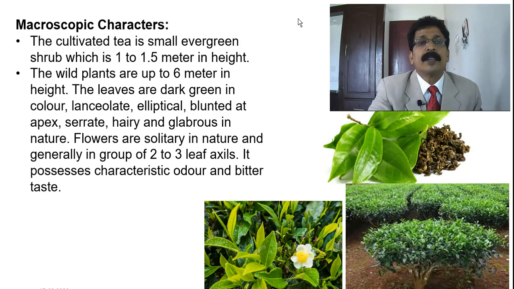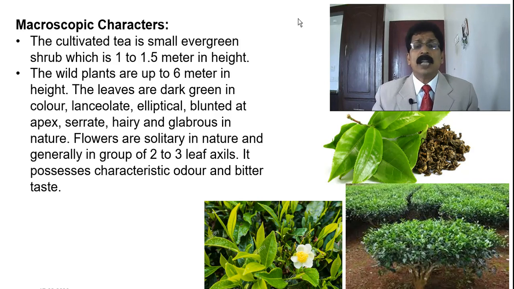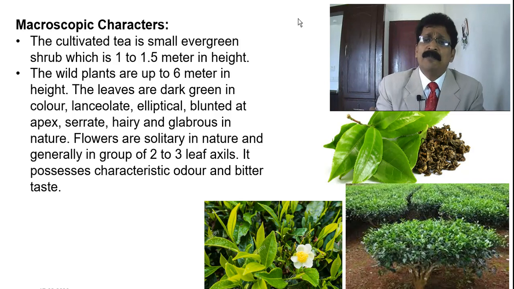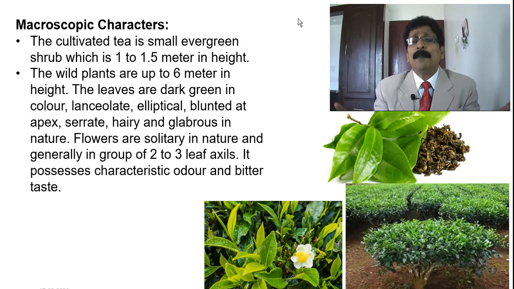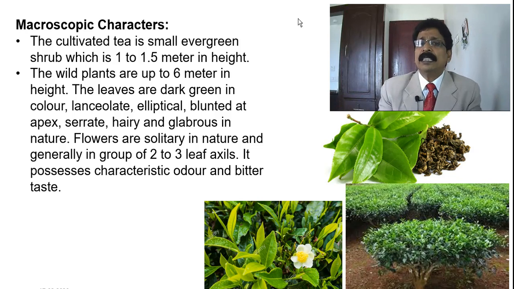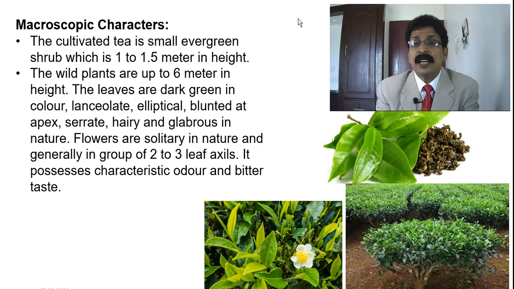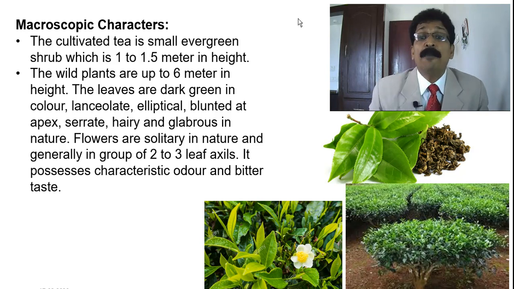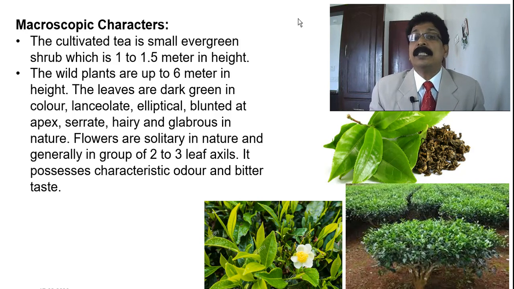Now we are coming to the macroscopical characters. Everybody knows, you have seen these pictures. Most of the students who are from high range might have seen this near your house, and you may even have this cultivation, most of them having an estate, so you can go and observe. The cultivated tea is a small evergreen shrub which is 1 to 1.5 meters in height. The wild plants are up to 6 meters in height.